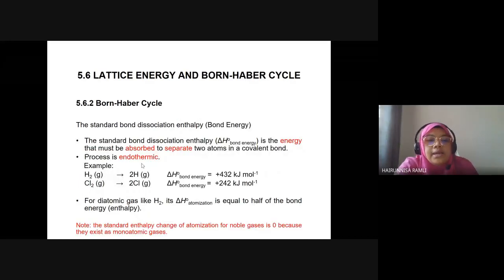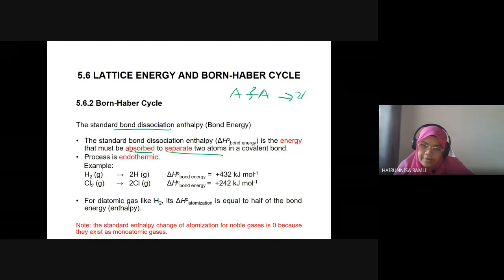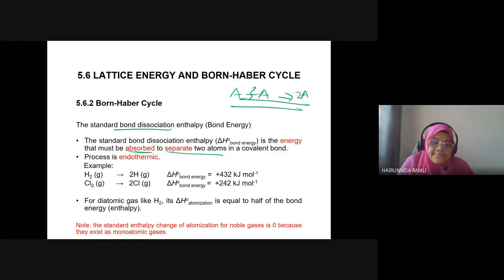And then we also have standard bond dissociation enthalpy, or bond energy. When we say bond dissociation, it means we have a bond and we break it. So the standard bond dissociation enthalpy, or bond energy, is the energy that must be absorbed. Again, this is an endothermic reaction to separate two atoms in a covalent bond. You want to separate two atoms. For example, A to A, you break it and you get 2A. The easiest example, number one: hydrogen produces 2H. You get a bond energy of positive 432.